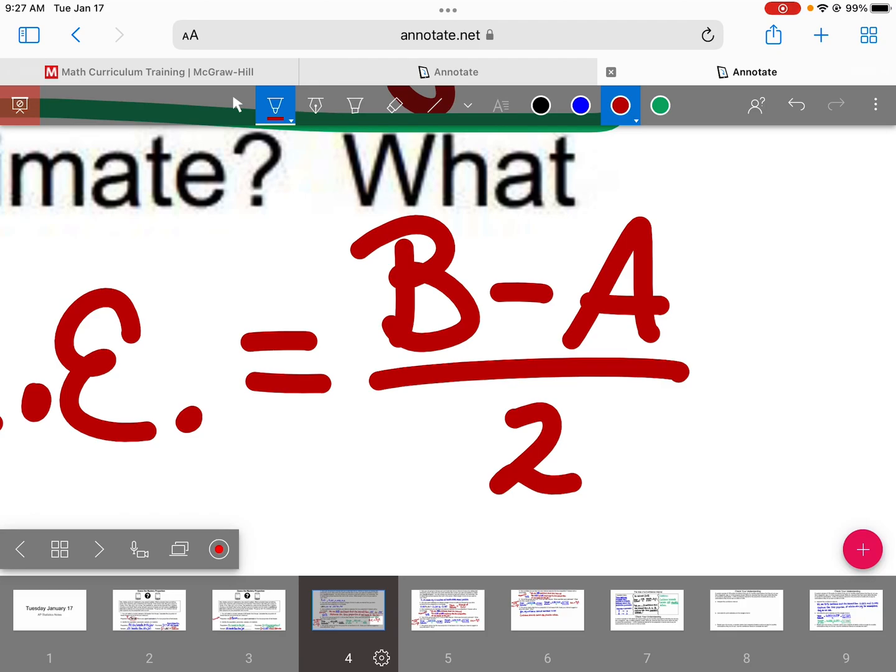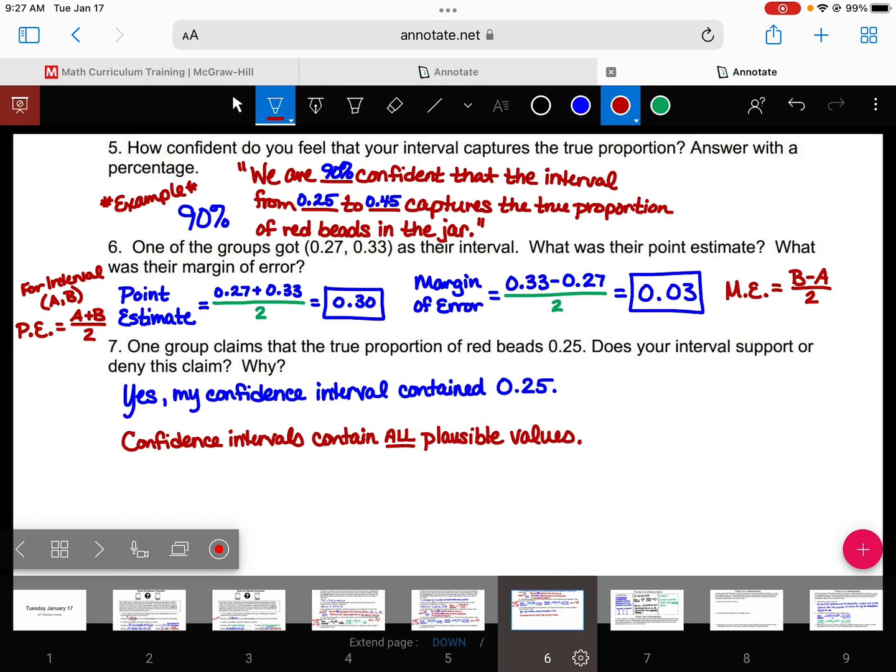So let me get my answer for that one up there. My confidence interval contained 0.25. If yours did not contain 0.25, then you would say, no, my confidence interval did not contain 0.25. That confidence interval is supposed to contain all the plausible values for the true proportion.